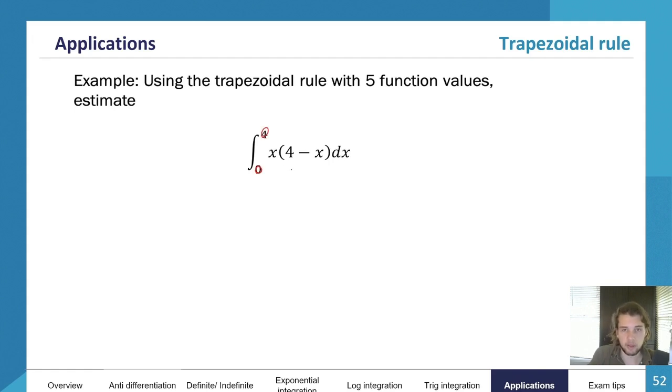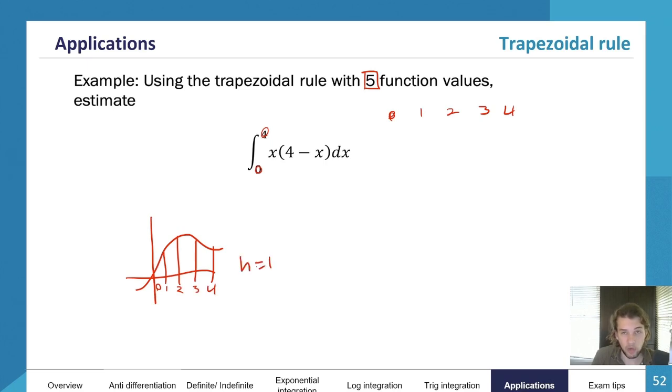Let's find the value here. We have 0, 1, 2, 3, 4. We'll keep 0, so it will actually be 5 values. That's my mistake. Now, the line could look like anything. Let's say it looks like this. We want to chop it up into 5 distinct parts at 0, 1, 2, 3, 4. That means h is equal to 1 because the width of each one of these parts is 1.